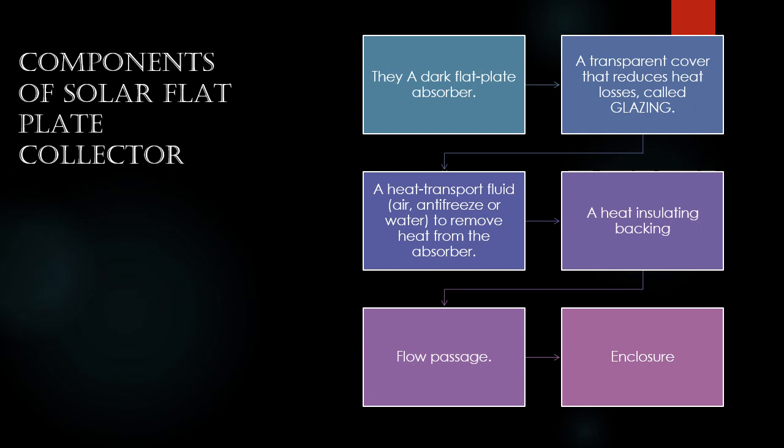So now the components of a solar flat plate collector. Any device must have some specific set of components to make it work. So a solar flat plate collector has some components. They have a flat plate absorber, a transparent cover that reduces heat losses called glazing, a heat transport fluid, air, antifreeze or water to remove heat from the absorber, a heat insulated backing, flow passage, and an enclosure. So these are the components of the solar flat plate collector.